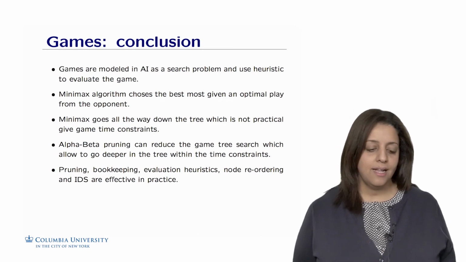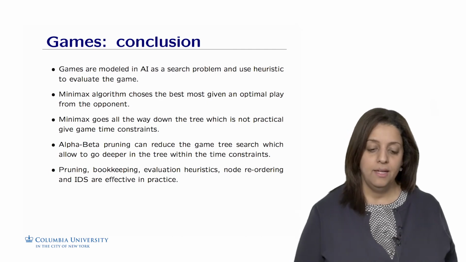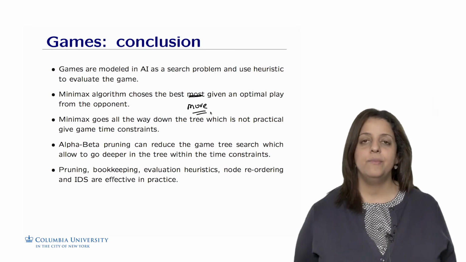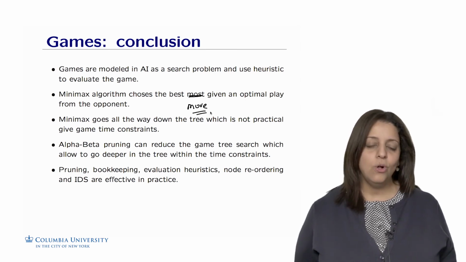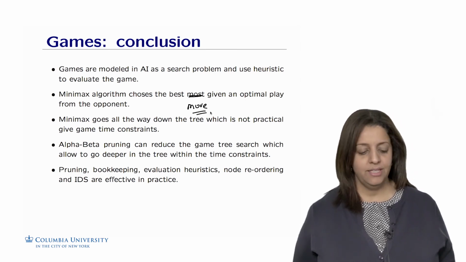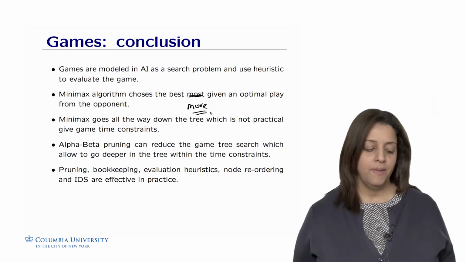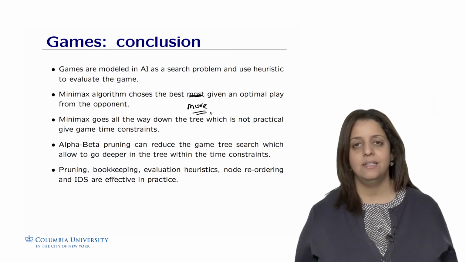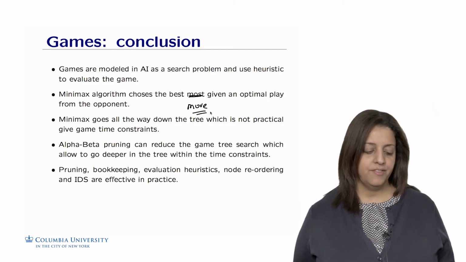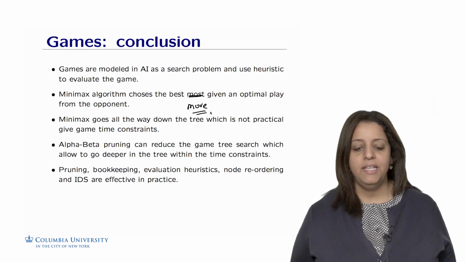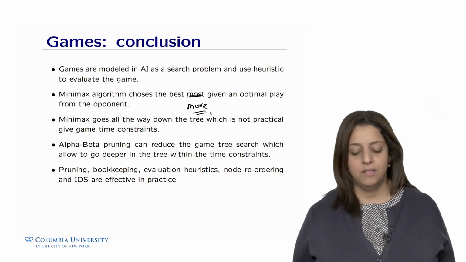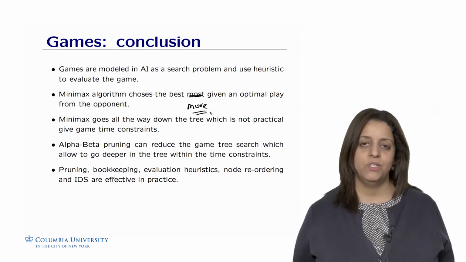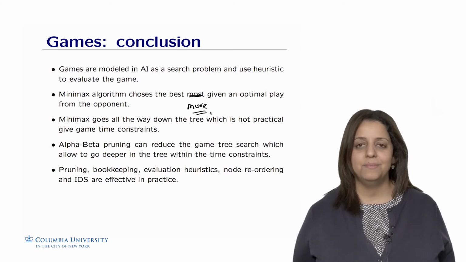We have seen that the minimax algorithm chooses the best move given the optimal play from the opponent. Minimax goes all the way down into the leaves, which is impractical given time constraints, and often we use strategies such as alpha-beta pruning that allows us to reduce the search space and the game tree by pruning parts of it. This will allow us to go deeper in the tree with the same time constraints, which actually turned out to make a big difference when we search a tree for the best possible strategy to solve the problem.